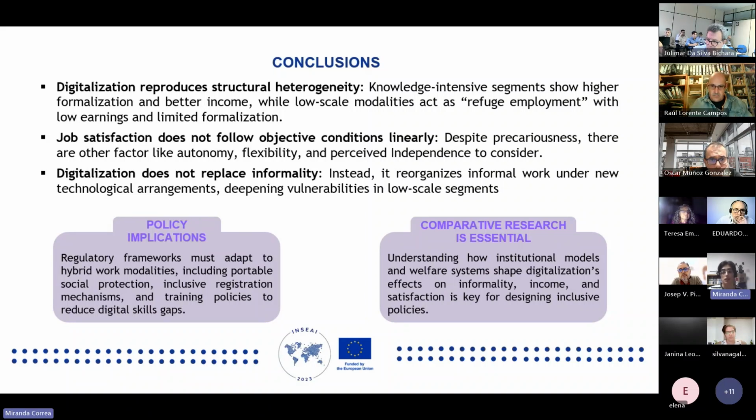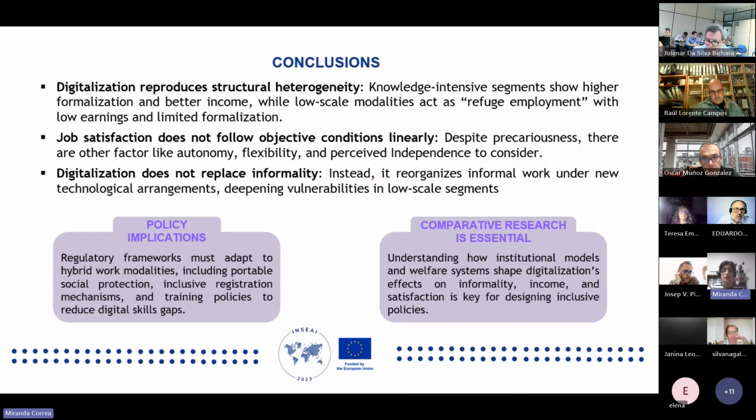Second, job satisfaction doesn't follow objective conditions linearly. Even in precarious segments, satisfaction can still be high because workers value autonomy, flexibility, and a sense of independence. And third, digitalization does not replace informality. Instead, we say it reorganizes it under new technological arrangements, often deepening vulnerabilities pre-existent among the most fragile groups.